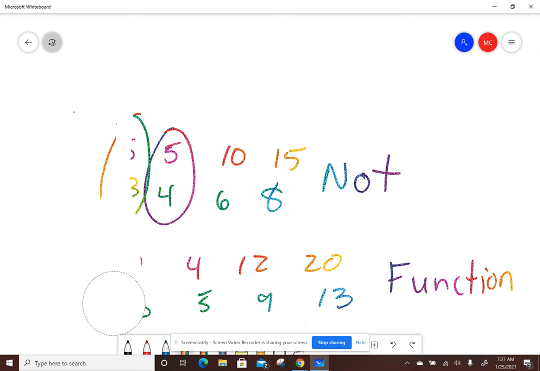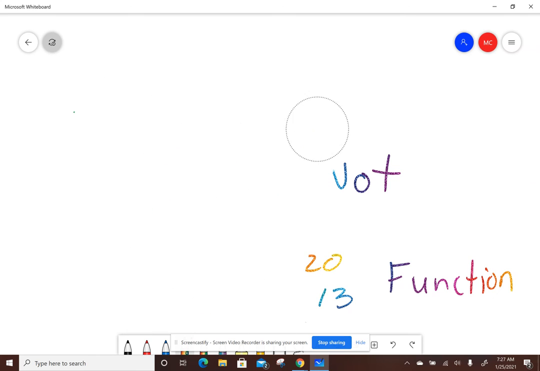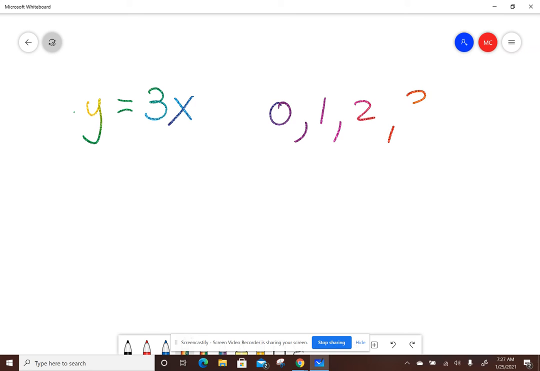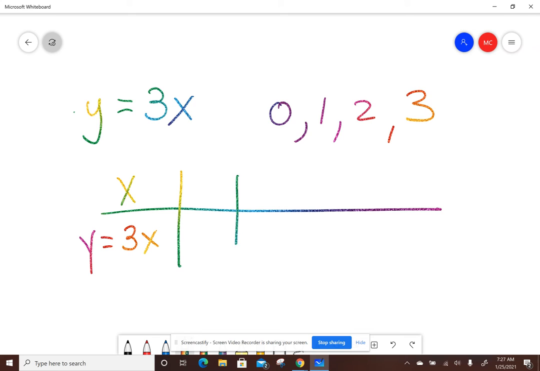Okay, so now that we understand what's a function and what's not a function, we're going to learn how to create an input-output table. To create an input-output table, you need to be given a rule. In this case, the rule is y equals 3x. And they give you a domain, 0, 1, 2, 3. So what you do is you write an input-output table. You write your rule, y equals 3x. For x, I write 0, 1, 2, 3.